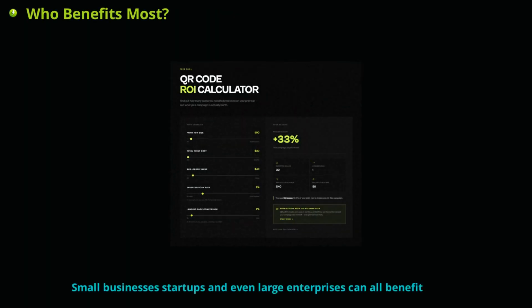Small businesses, startups, and even large enterprises can all benefit from dynamic QR codes and QR Jolt's affordable analytics. Whether you're running a local cafe, a retail shop, or a global brand, the ability to track, update, and optimize your QR codes is a game changer. It levels the playing field, giving everyone access to powerful marketing tools that were once only available to big companies.